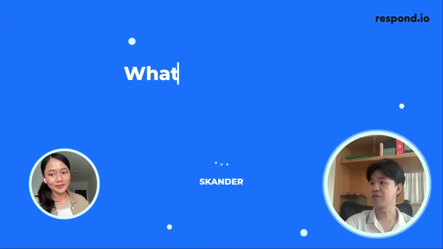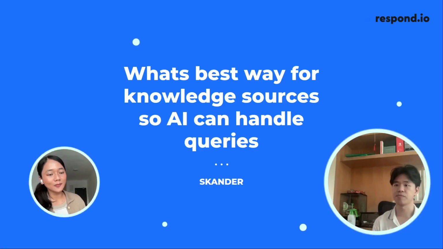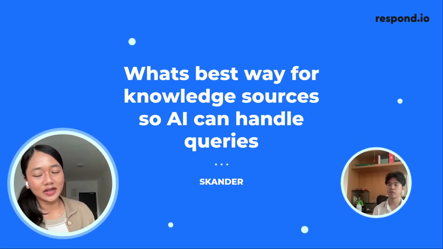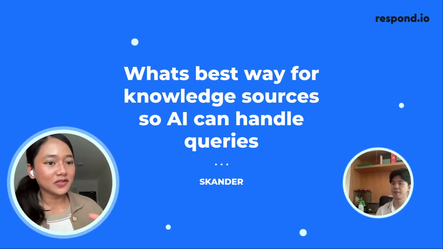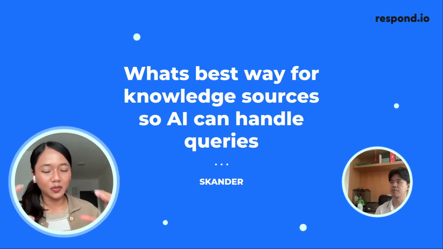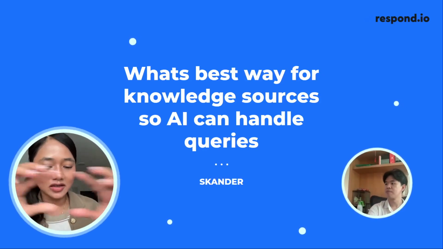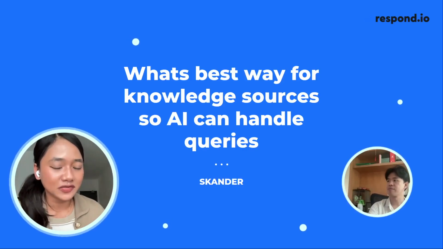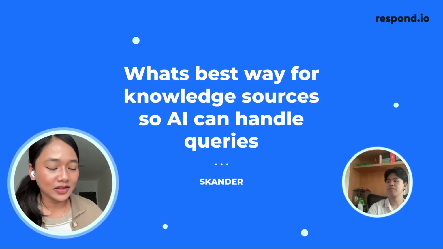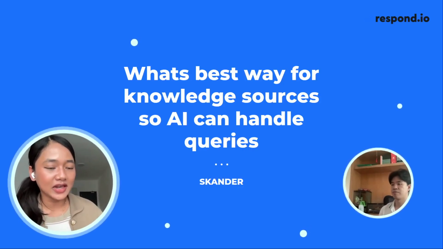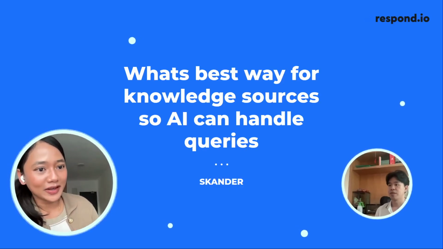Okay, question from Iskander again. What's the best way for knowledge sources so AI can handle queries? There are a few things to this, but generally it's good to have a specific knowledge source for specific topics. For example, one document talks about what the requirements are or what the product is about, what the service is about, and another document is about another topic, so that you can tell the AI agent exactly which knowledge source to refer to when a specific question is asked. I hope that explains.